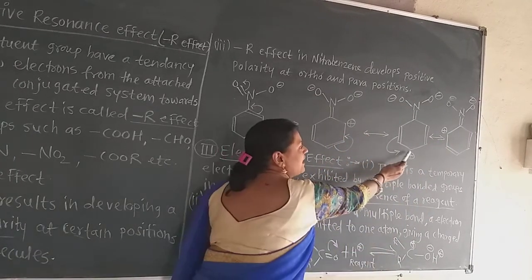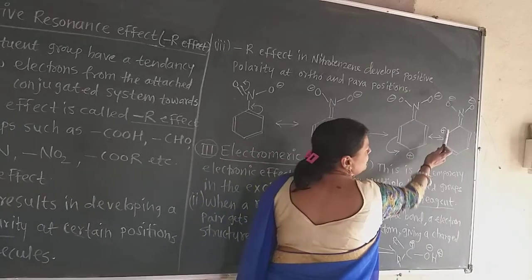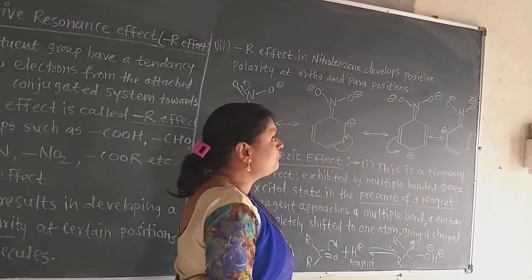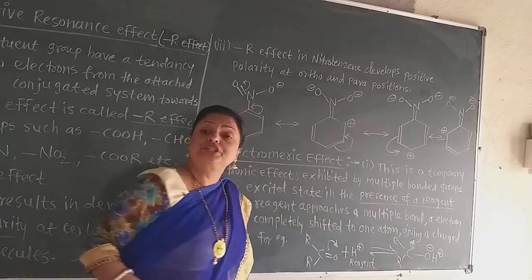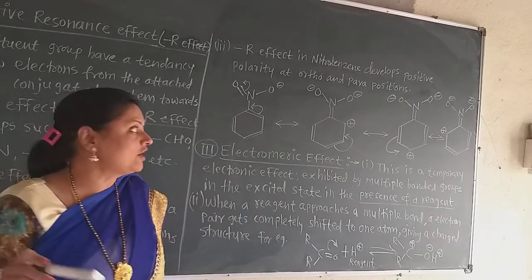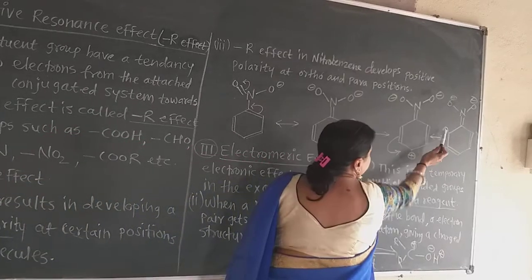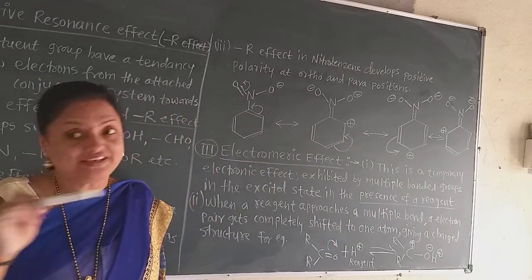Now this is the para position. This is the first ortho position. This is the second ortho position. And what we see in the resonating structures of nitrobenzene is that positive polarity is developed at the ortho and para positions. This is the effect of the minus R effect.